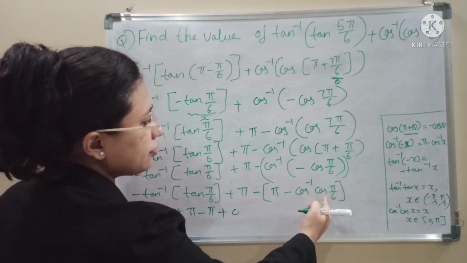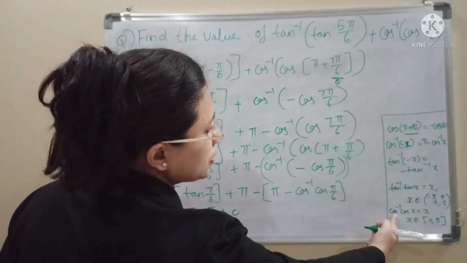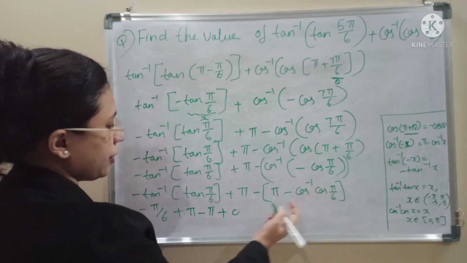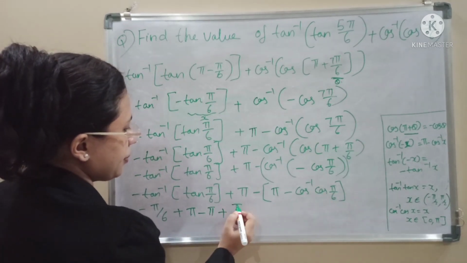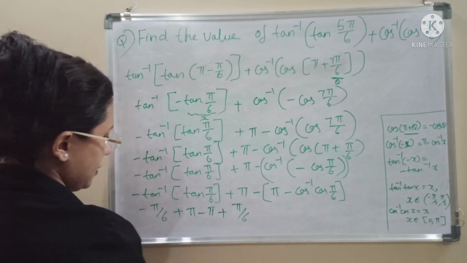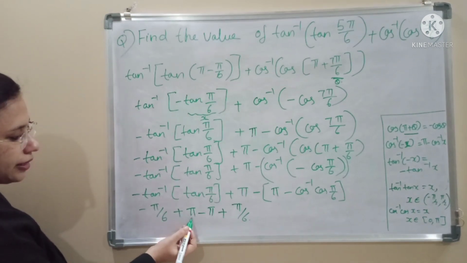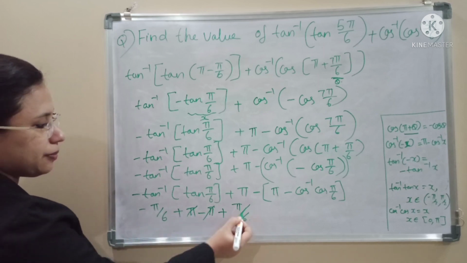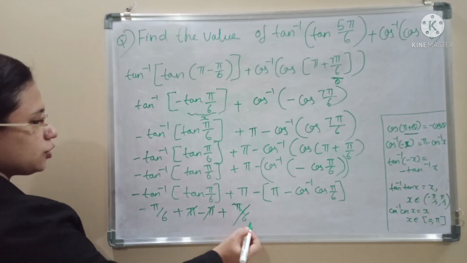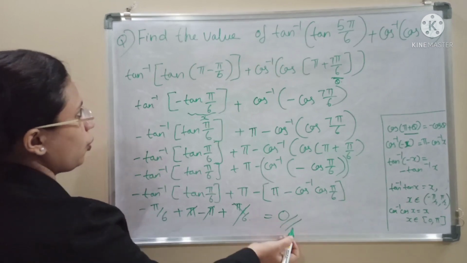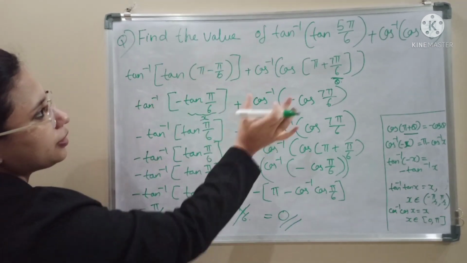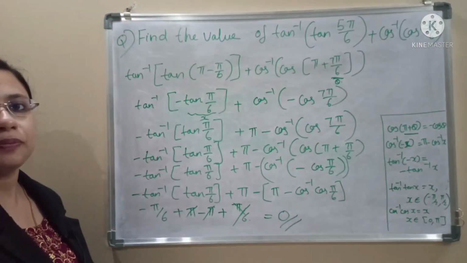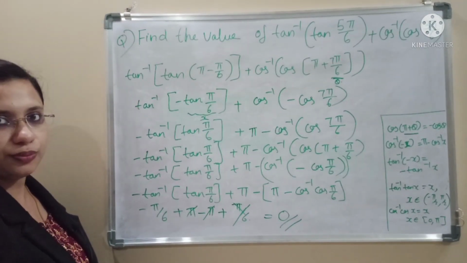So what is cos inverse cos x? Cos inverse cos x is x. So we can write π/6. So here plus π minus π will get cancelled, minus π/6 plus π/6 will get cancelled. So the answer will be 0. So the value of this whole trigonometric expression is 0.